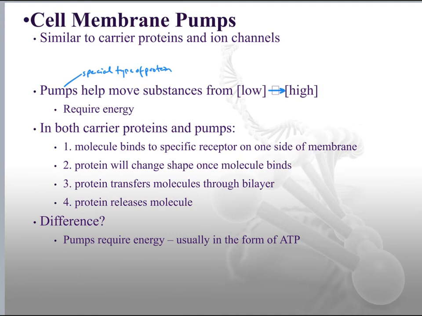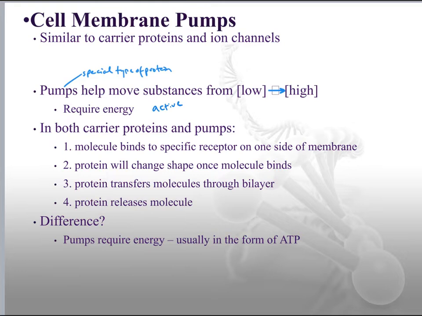So, what do we see here? Well, cell membranes. We've talked about other types of things within the cell membrane, but there's one type here that's going to perform active transport, and these are called membrane pumps. Okay, they're a special type of protein. Pumps help move substances from low concentrations to high concentrations. Now, this does require energy. Okay, so this is not free here. It's not like passive transport, right? This is active, so it is going to require energy.